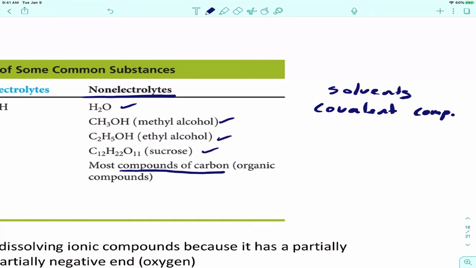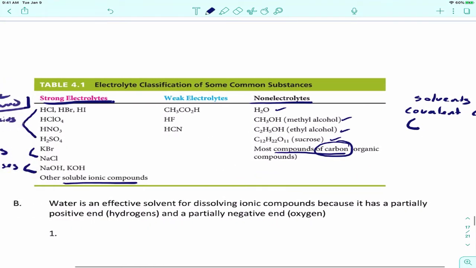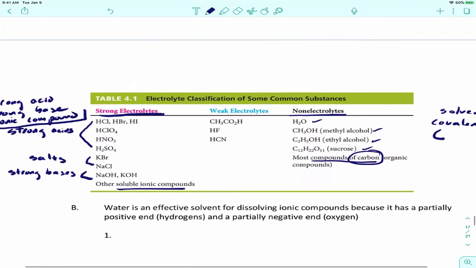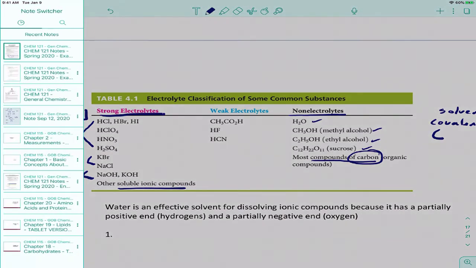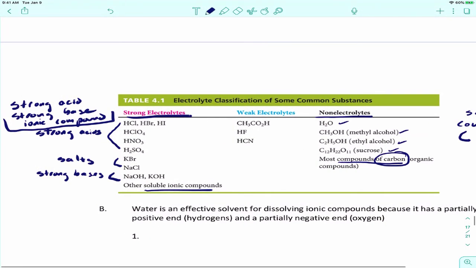All right. Now, more specifically, anytime you see carbon in the molecule, that's going to usually indicate that that's going to be preferred to be a non-electrolyte. Now, that being said, what about the weak electrolytes? What's going on? Okay, so whereas a strong electrolyte tends to be strong acids, strong bases, weak electrolytes will be weak acids and weak bases.